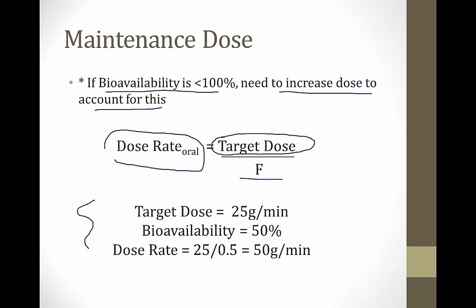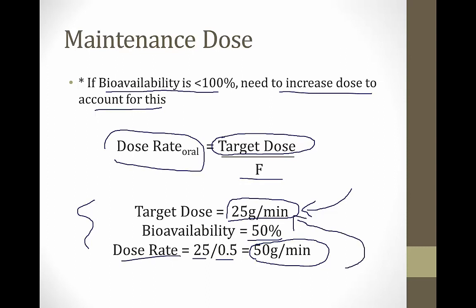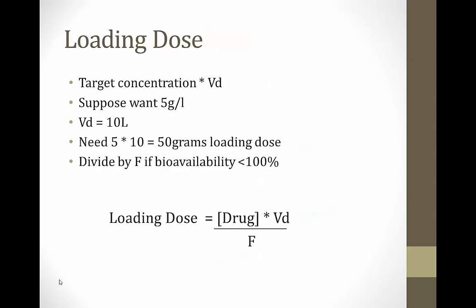So imagine we had a target dose of 25 grams per minute to match the elimination rate like what I showed you on the last slide. However, imagine the bioavailability is only 50% when the drug's administered orally. This means we need to increase this number by 50% to make up for the amount that gets lost through first-pass metabolism or poor absorption. So the correct dose rate would be the 25 grams per minute divided by the bioavailability 0.5, or 50 grams per minute. So we're giving more dose than we actually want because we know a lot of it is not going to make it into the circulation, but this will ensure that the proper amount gets into the circulation to create the therapeutic effect. Now let's talk about a loading dose.